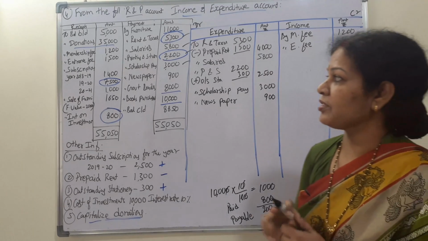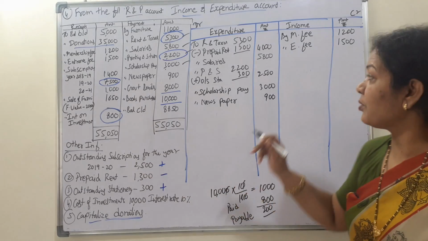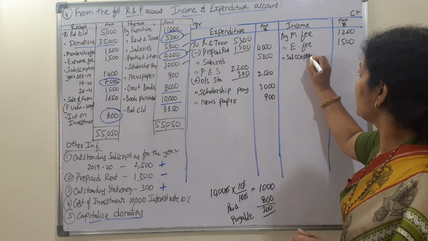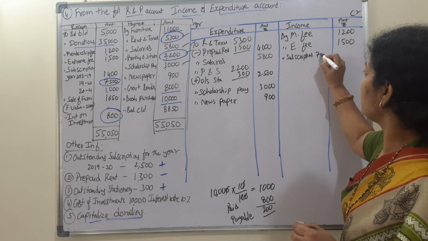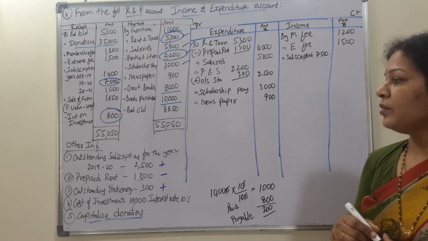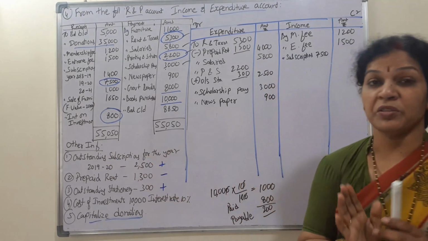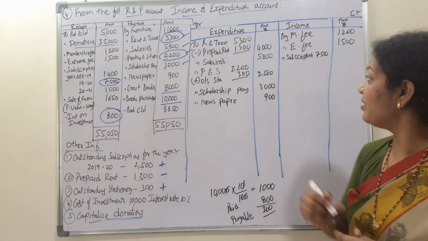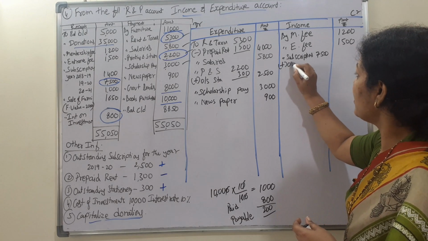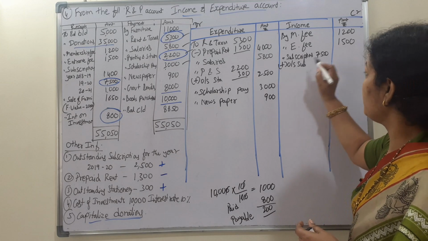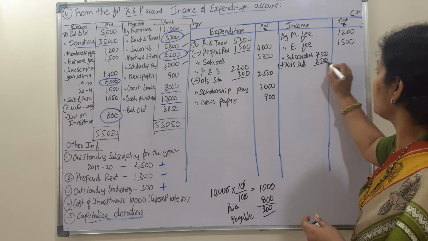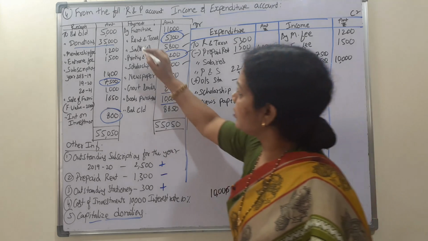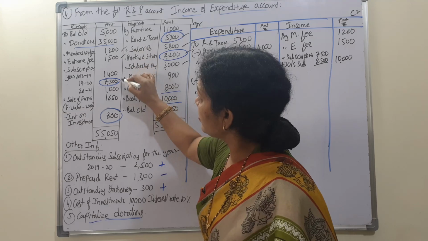Next, subscriptions. For subscription, there is an adjustment, so we'll write it in the inner column. Subscription 7,500. What is the adjustment? Outstanding subscriptions for the current year. Outstanding means receivable. Receivable means we'll add. Add outstanding subscriptions. How much? 2,500. So it is 10,000. If we add, subscriptions are over. So membership, entrance fee, subscriptions are over.